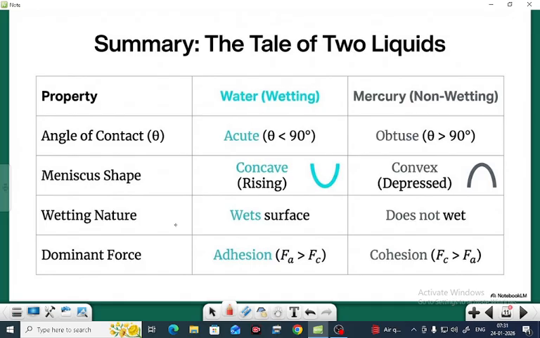Now the table of the two liquids. First the property, angle of contact. For water, theta is less than 90 degree. For mercury, theta is greater than 90 degree, an obtuse angle. Meniscus is concave for rising and convex for depressed. Wetting nature: water wets the surface, mercury does not wet. And the dominant force for water is that adhesion force is greater than cohesion force. Here, cohesion force is greater than adhesion force.